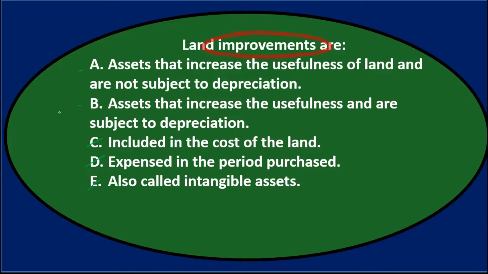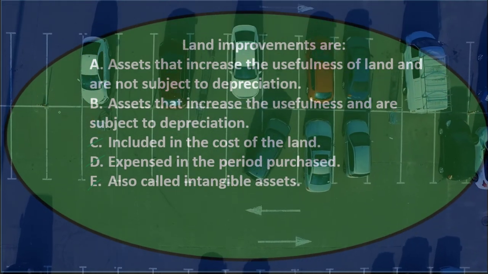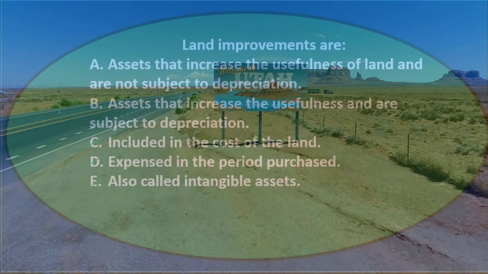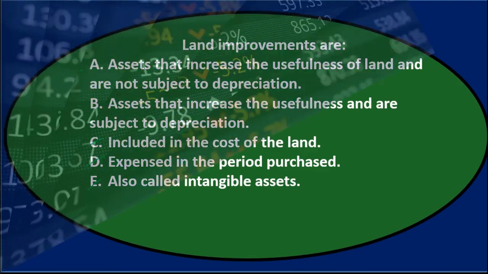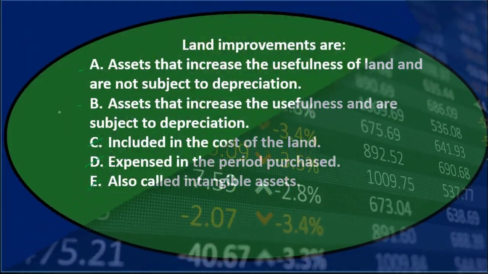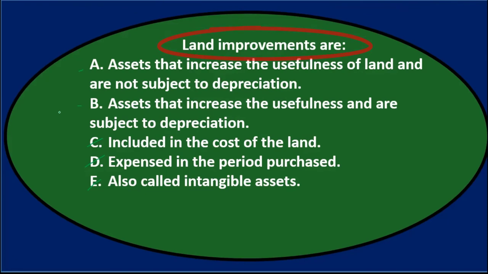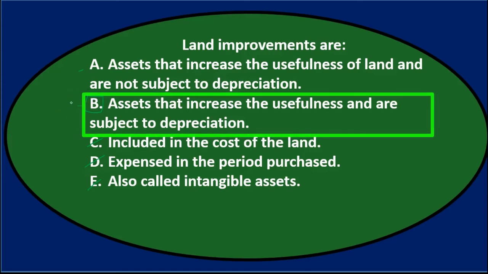Now, when we think about improvements, we're usually thinking about something that's connected to the land, but part of the land, like a parking lot, or a road on the land, or some kind of sign on the land, or just the landscaping. So something that's part of the land, but it typically will go down in value if we don't maintain it. A parking lot will go down in value. The landscaping will go down in value. So, although the land itself we don't depreciate, the improvements we do. And so B is the correct answer. Land improvements are B, assets that increase the usefulness and are subject to depreciation.